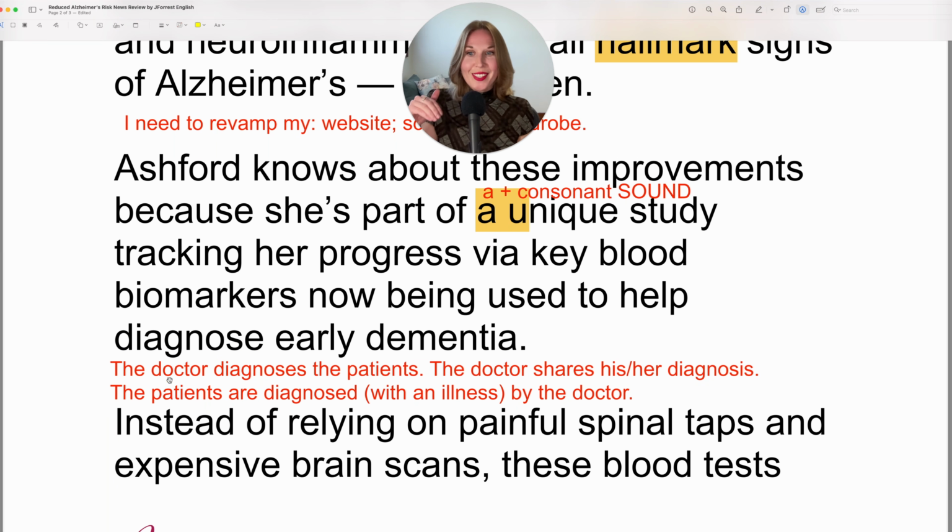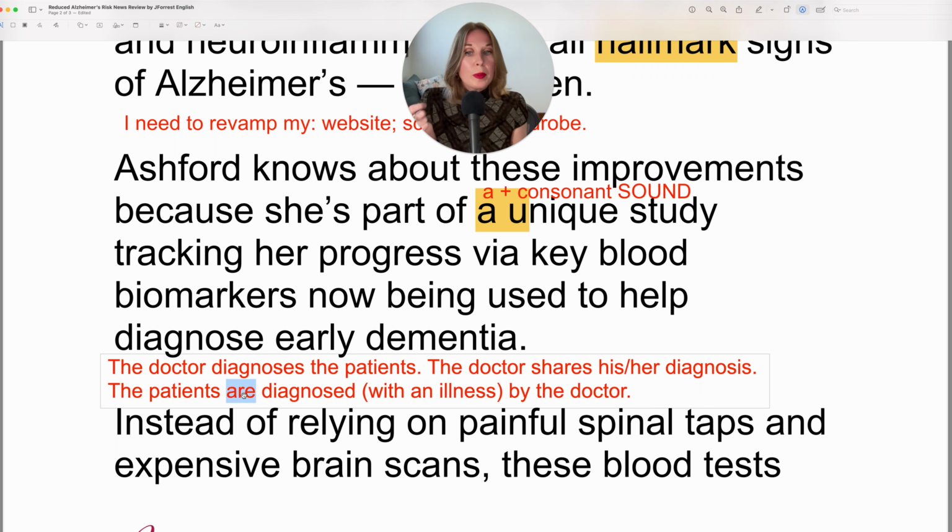So let's review this together. The doctor diagnoses the patient. So this is the active form of the verb to diagnose. The doctor diagnoses the patients. The doctor shares his diagnosis or her diagnosis. So in this case, diagnosis is a noun and it belongs to the doctor. The patients are diagnosed with an illness by the doctor. And this is the passive form. So the verb is to be. That's what you need to conjugate. And in this case, diagnose is the verb that you conjugate.